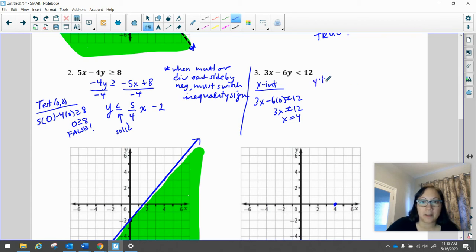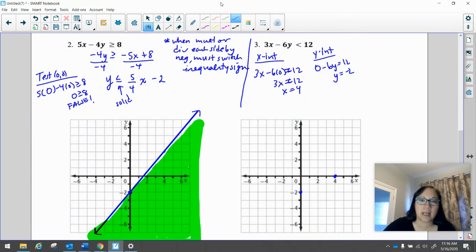I'm going to find the y-intercept. So that would be 0 minus 6y is equal to 12. So y is equal to -2. Okay, is this line going to be solid or dashed? Looking at this, it's going to be dashed.